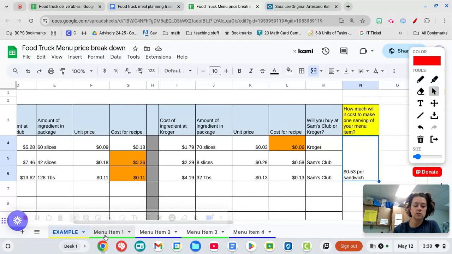So you're going to do this on these tabs where it says menu items 1, 2, 3, and 4 for all of your menu items, okay? Follow the steps exactly as I did in this video.